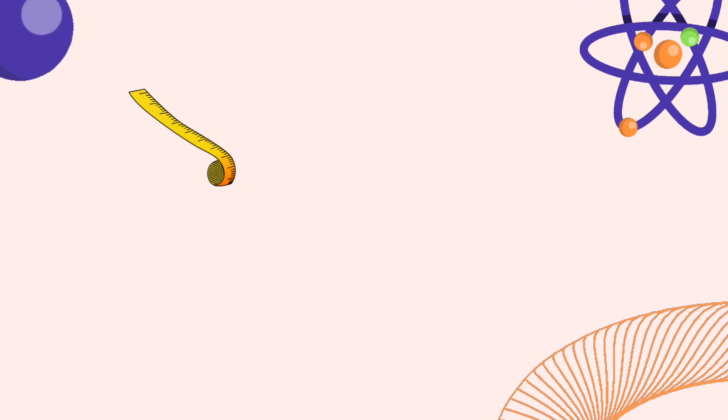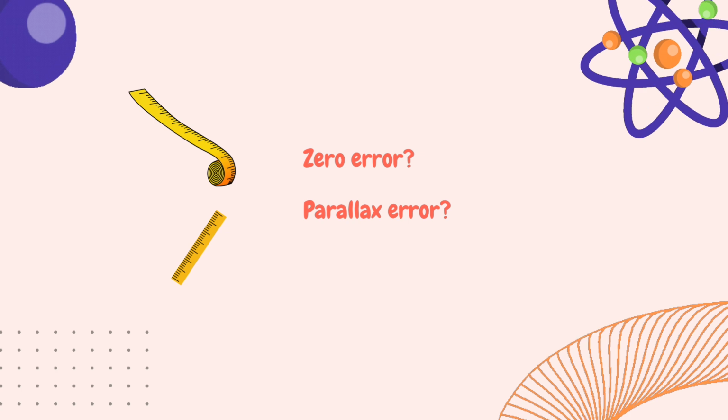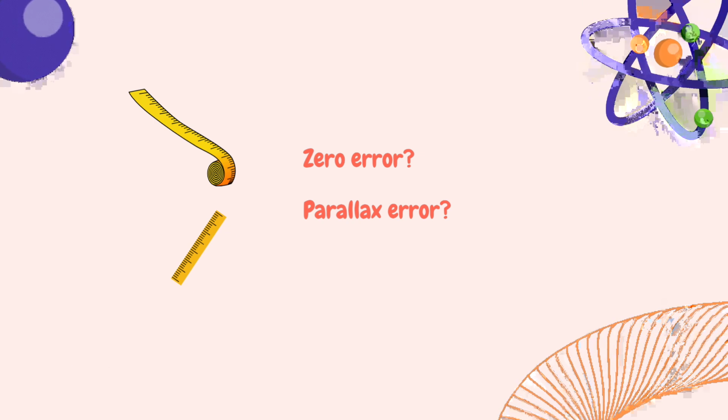To recap, the tape measures longer objects. The rule for medium ones. Zero error: always start at 0. Parallax error: keep your eyes straight above the scale. With just these 2 fixes, you'll measure like a scientist every single time.